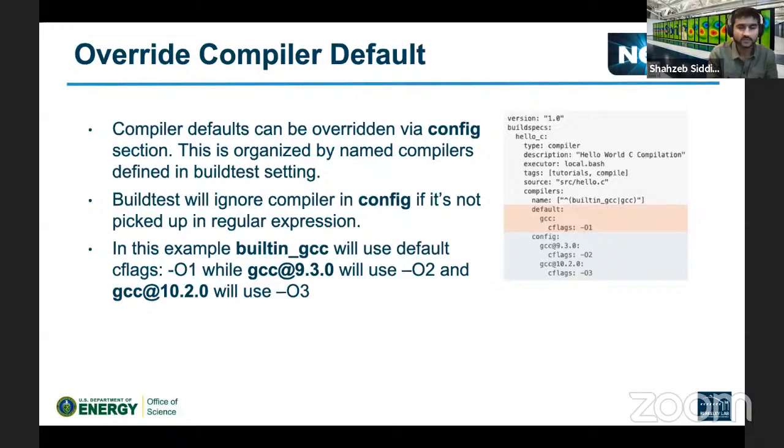So we can use the config section and specify a configuration based on each compiler name. You define the compiler name that you want, so GCC 9.3.0 will use -O2, and GCC 10 will use -O3. What Buildtest will do is, if the compiler is found in the regular expression, it will apply the configuration. If it doesn't find it, it will just be ignored.